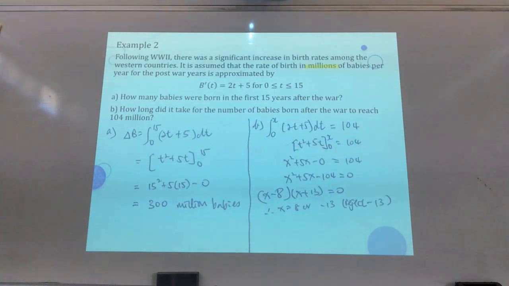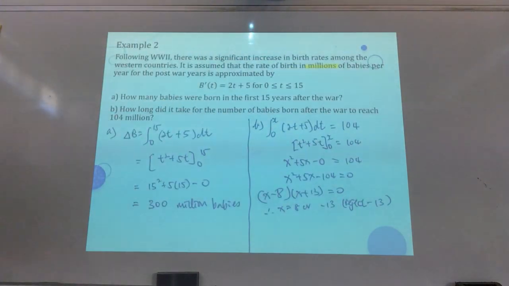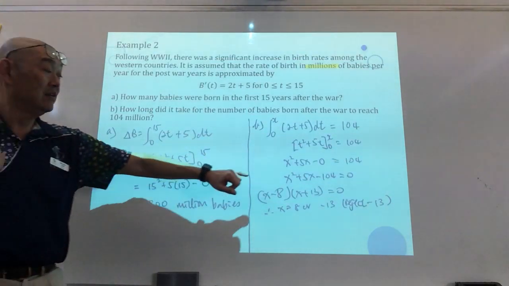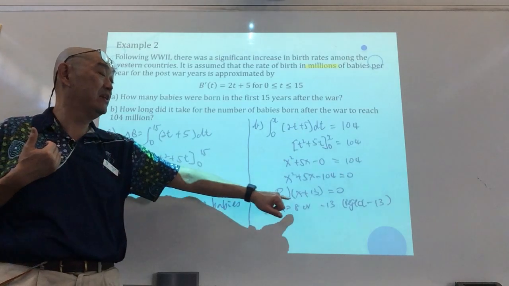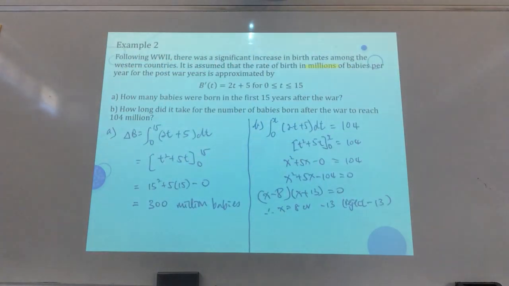Now, here, you must reject minus 13 because t doesn't go back in time, right? Negative number will not work. So you can solve for x, you'll get a positive and negative number, 8 or minus 13. So you've got to accept 8. Now, once you've accepted 8, you must answer the question. You have to say that it took 8 years for the number to reach 104 million. All right? You must do that.